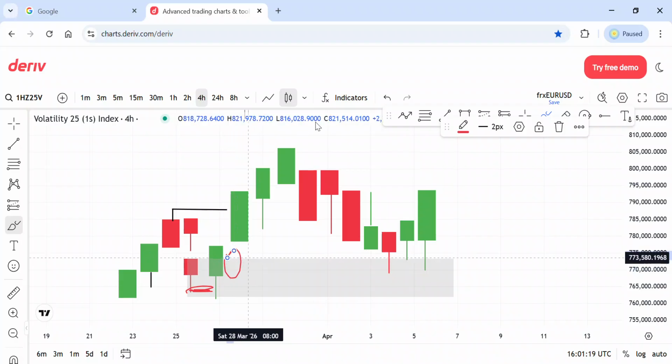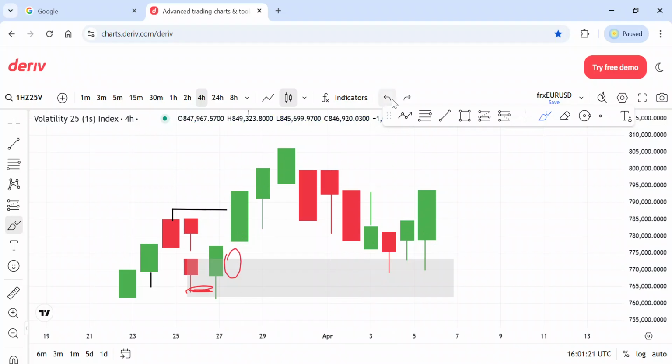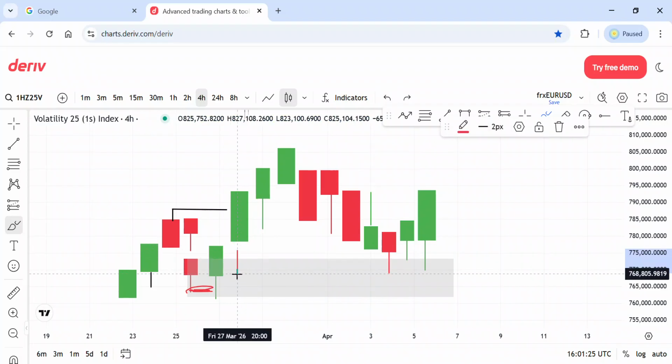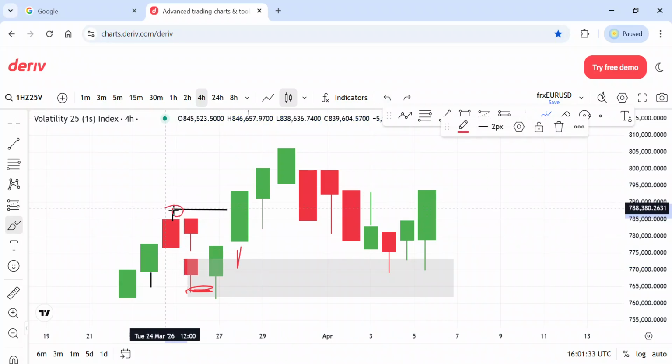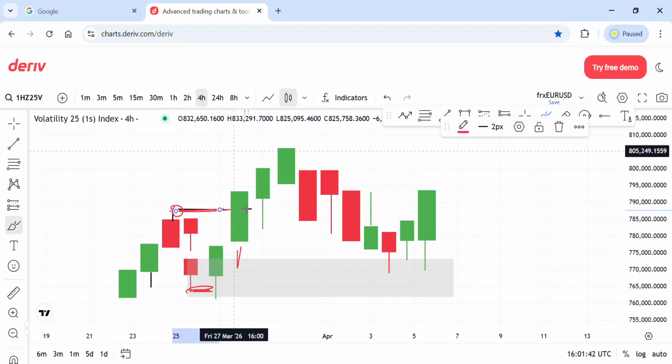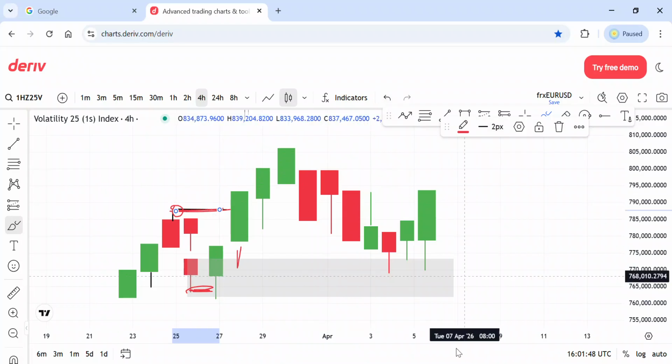Number three is what? It must not be mitigated. This order block must not be mitigated. As you can see, we don't have a wick here mitigating this fair value gap right here. So it must not be mitigated. And number four, it must lead to a valid BOS, which is this. This is the valid BOS. Okay, the swing high has been disrespected. So that means it has led to what? It has led to a valid BOS. It can be a CHoCH too. Okay, so that is it.